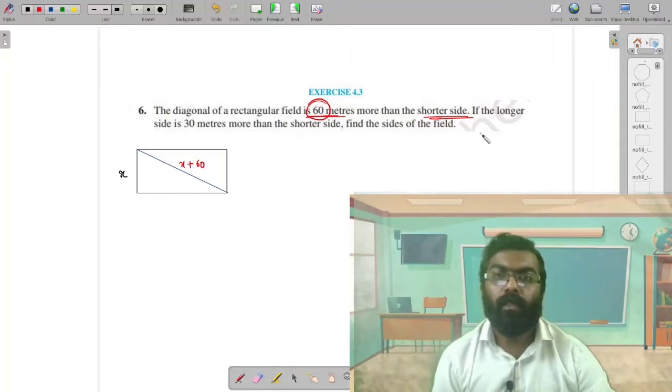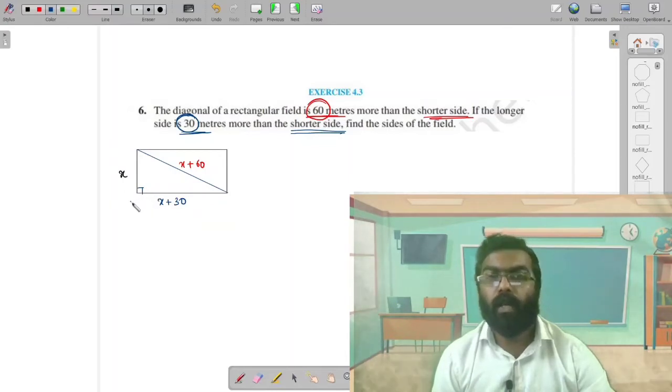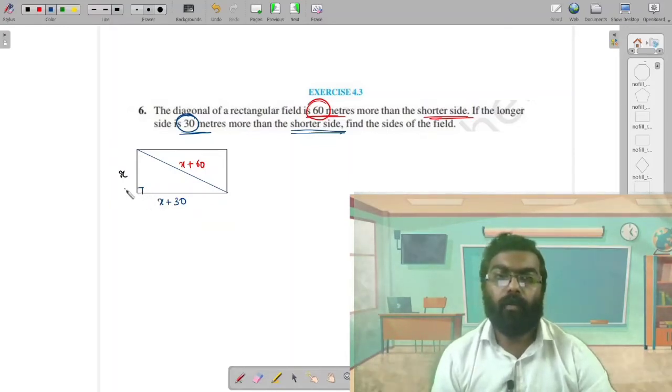Then the next is, the longer side is 30 meters more than the shorter side. So here we can mark x plus 30. Okay. And we know each angle of a rectangle is 90 degrees. So we get a right angle triangle. See the figure. Here it is a right triangle. And in a right triangle, we can apply the Pythagoras theorem. You all know the Pythagoras theorem. Base square plus altitude square is equal to hypotenuse square.